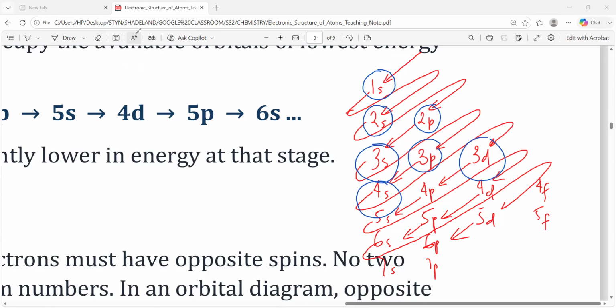Very good. Now, when you are asked to write electronic configuration, have you copied this? Because I want to clear it so that we'll go back to... No. Have you copied? You haven't.